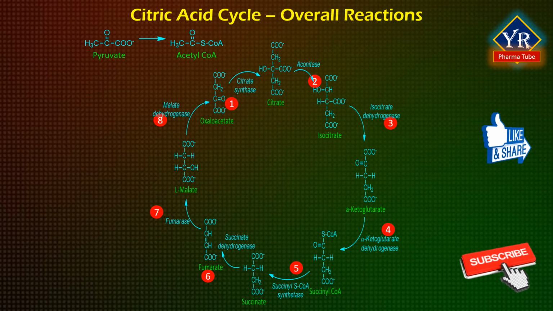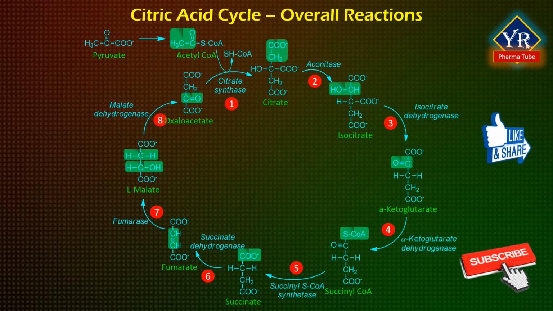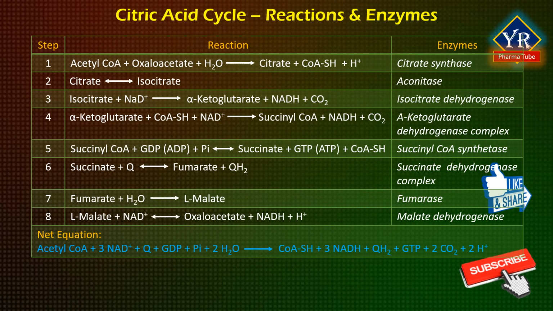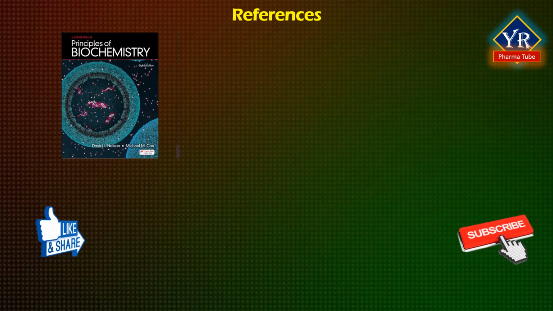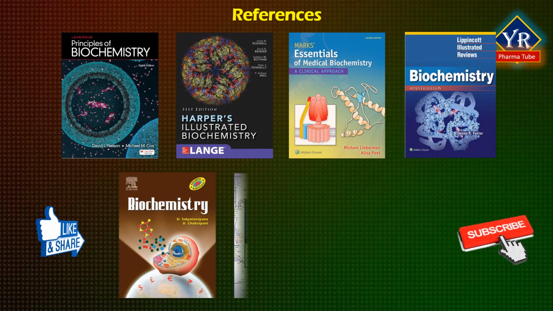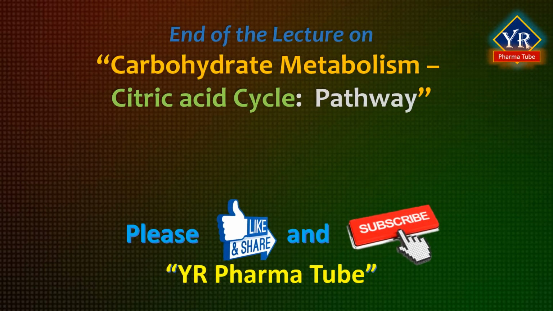The figure shown here illustrates the overall reactions involved in the citric acid cycle. The table explains the reactions and the enzymes involved in the reactions of the citric acid cycle. This is the list of references followed for the lesson. That's all in this video, the citric acid cycle pathway. In the next video, we will learn the energetics, significance, regulation, and fate of the citric acid cycle.